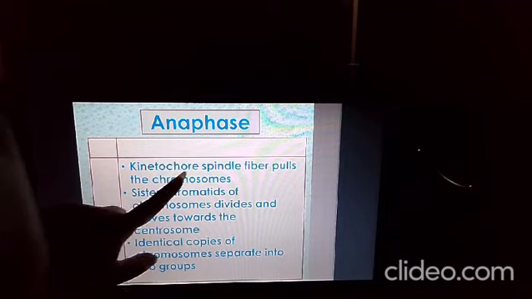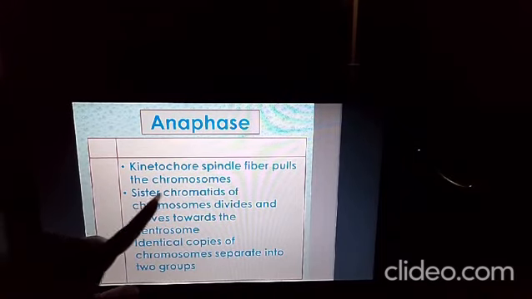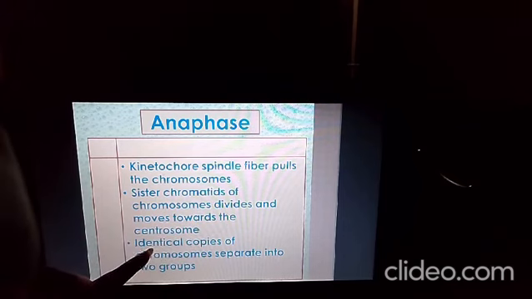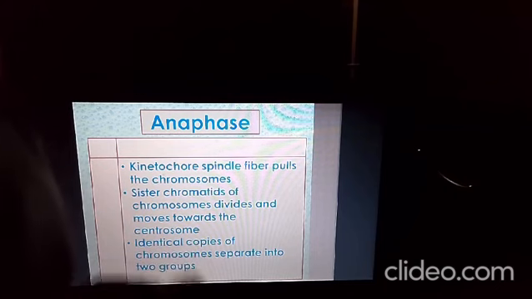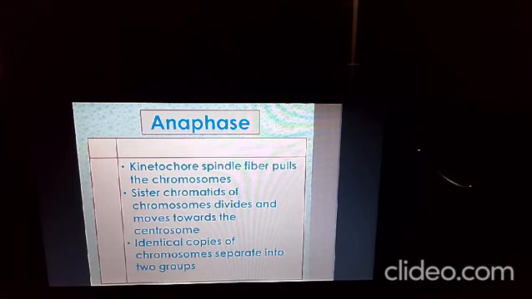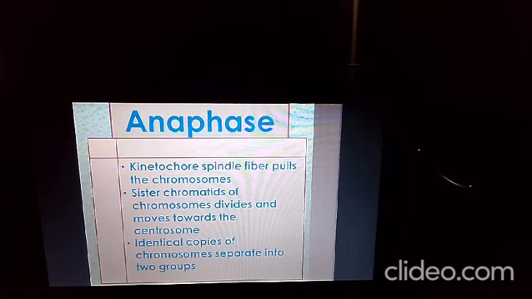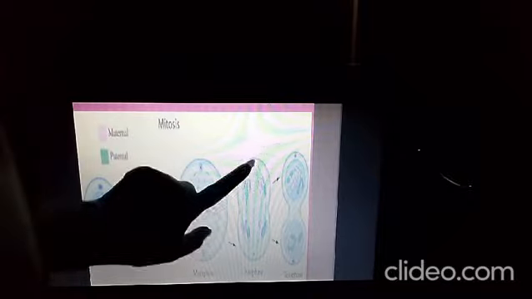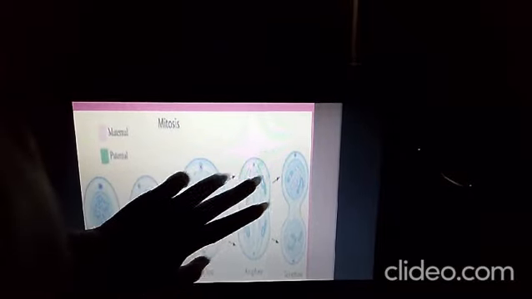Anaphase. Kinetochore spindle fibers pull the chromosome. Sister chromatids of the chromosome divide and move towards the centrosome. Then identical copies of chromosomes separate into two groups, means the same copy of chromosome separates into two groups after the division of sister chromatids when they move towards the centrosome. Okay, and you know what is centrosome? The centrosomes are basically the division of centriole. These are the centrosomes. Okay, and now sister chromatids separate. One moves towards this pole, one moves towards this pole.